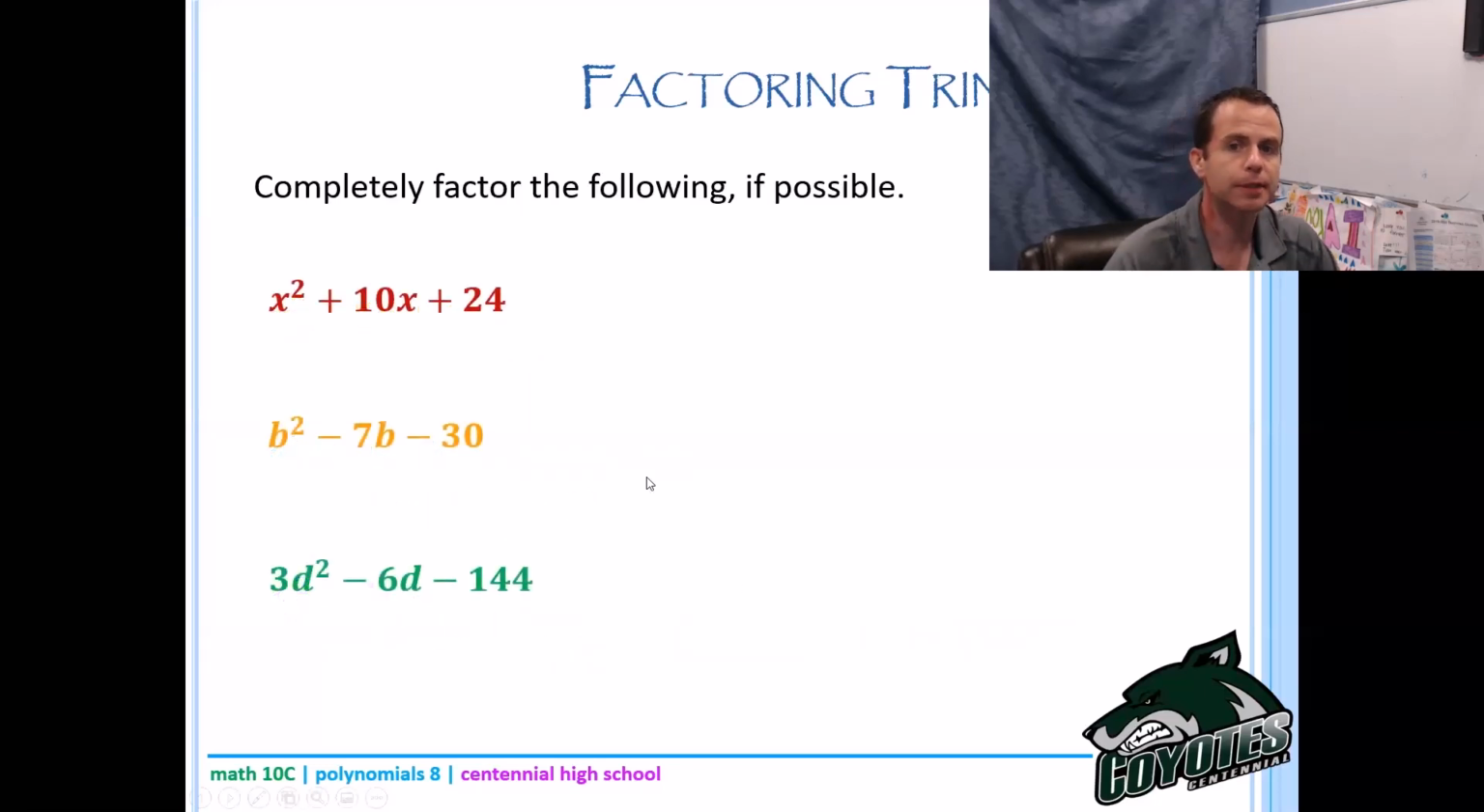Okay, x squared plus 10x plus 24. I'm looking for two numbers that multiply together to give me 24 and add together to give me 10. Those are 4 and 6. This is shortcuttable, so my answer becomes (x + 4)(x + 6).